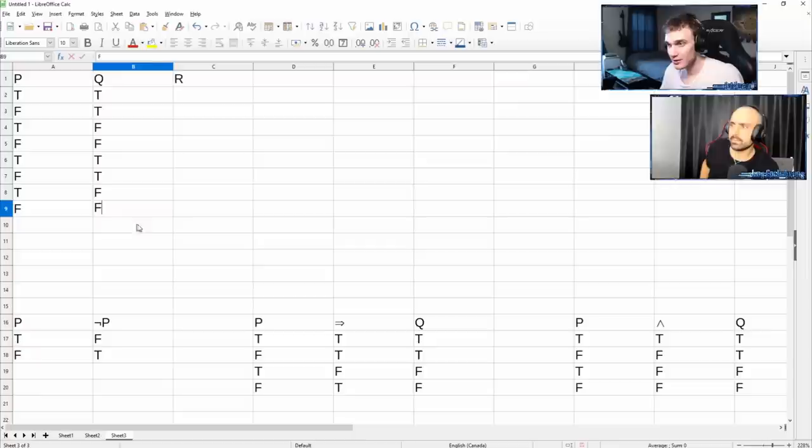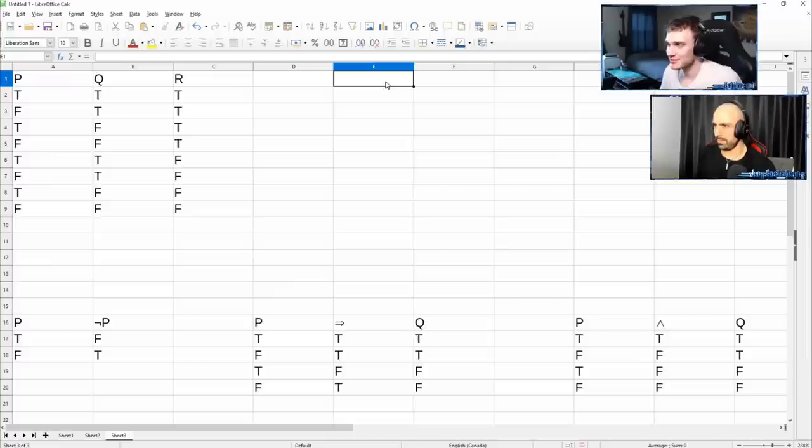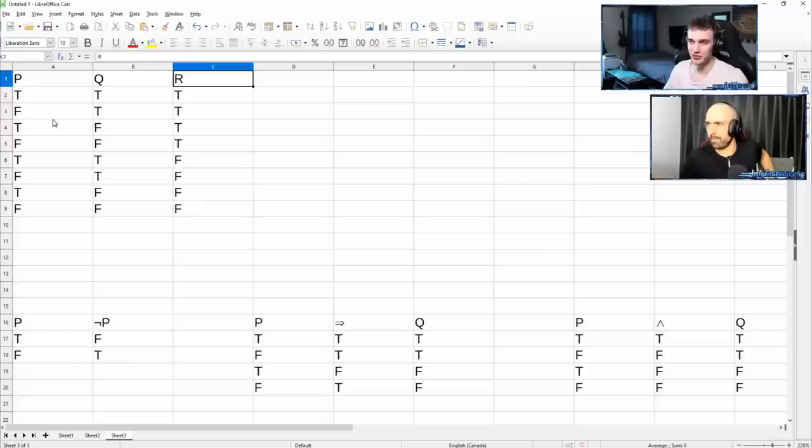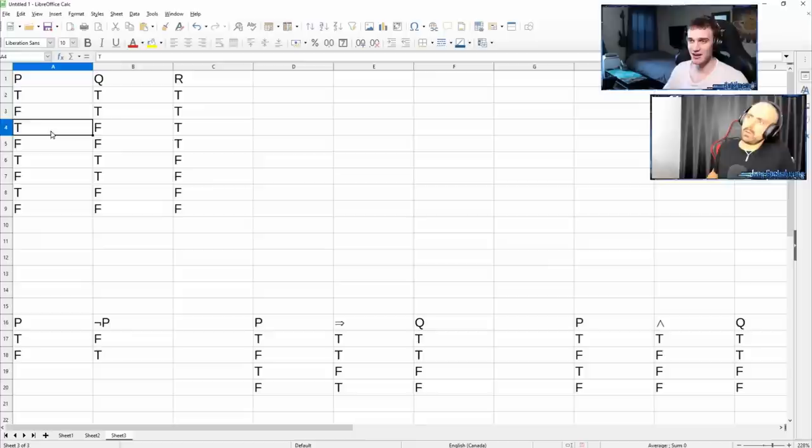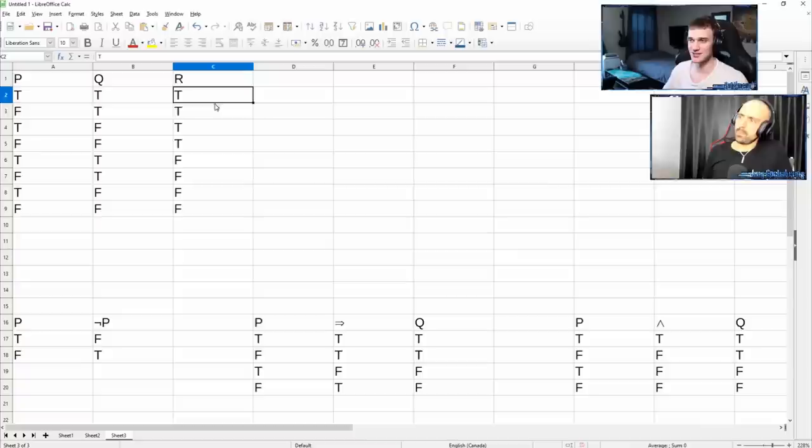So this is TTTFFFF. I'm filling out the rest, but just notice how we've had to double the amount of rows with the addition of this third variable. And you can also see the pattern. There's an easy pattern for filling these out. For the first variable, TFTFTFTF, for the next one, TTFF, for the next one, TTTTFFFF. If we add a fourth one, then you go 8 Ts, then 8 Fs. If you add a fifth one, then you go 16 Ts, then 16 Fs.